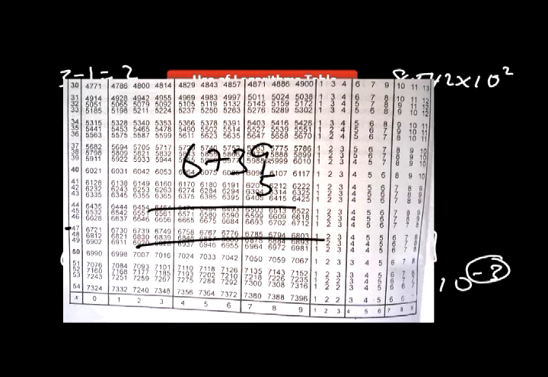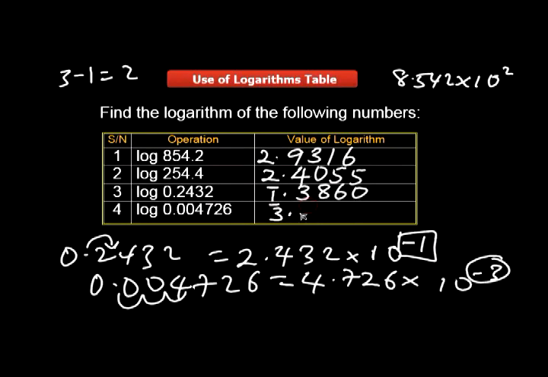5 plus 9, 14. Carry 1. 1 plus 3 is 4. You have 7. Here you have 6. So we have 6744 as the logarithm of that number. That was it. 6744. That's the log of this number.